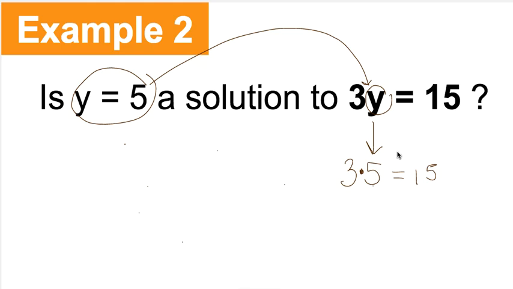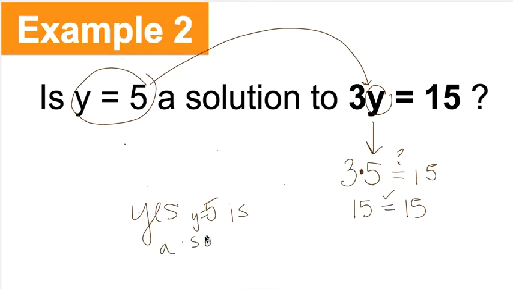Now, I don't know if these are equal. I mean, I do, but we're going to put a little question mark because as of right now, we're technically unsure. Step number 2 is to simplify each side. So the left is 3 times 5, which is 15. 15 does equal 15, so our answer would be yes. y equals 5 is a solution.